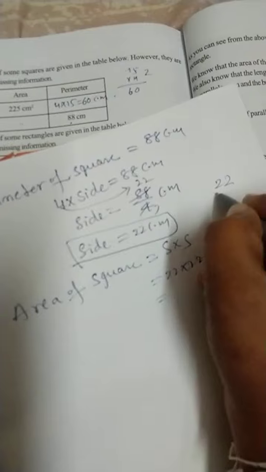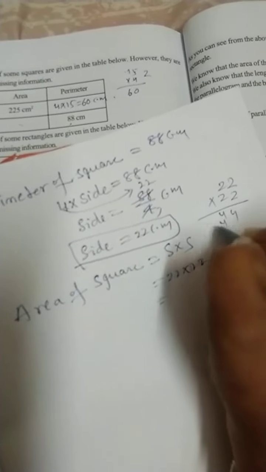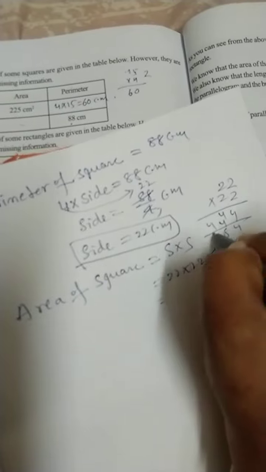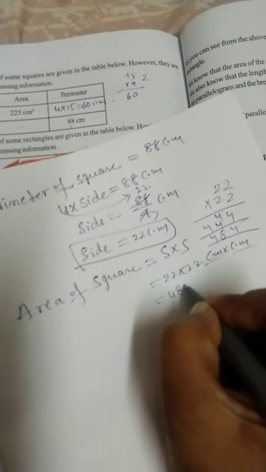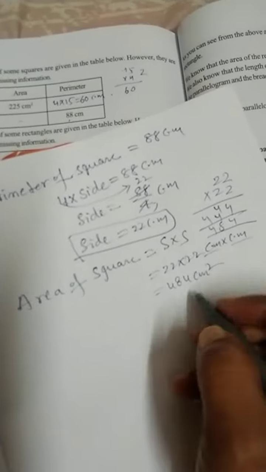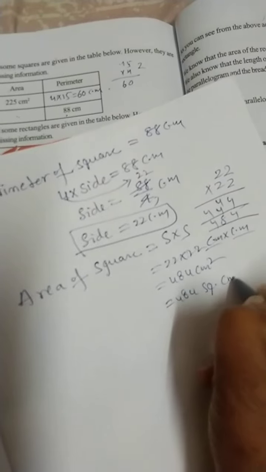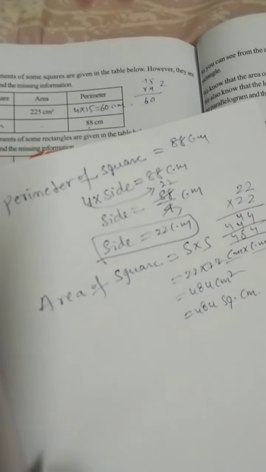Now you can multiply. 2 2s are 4, 2 2s are 4, 4 4, 4 8 4, 484 square centimeters. We can write it as square centimeter. Okay, I hope you understood.